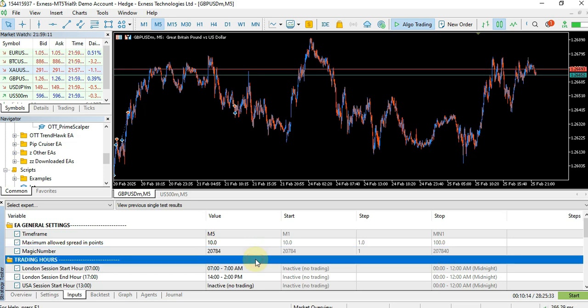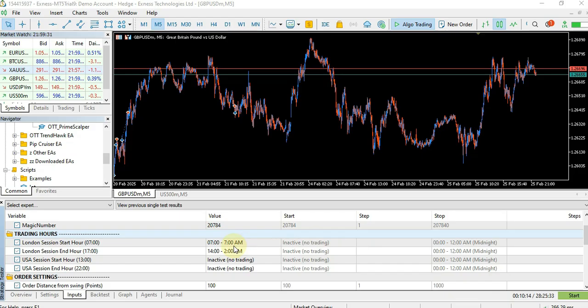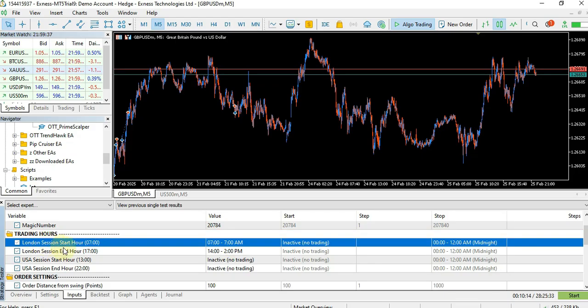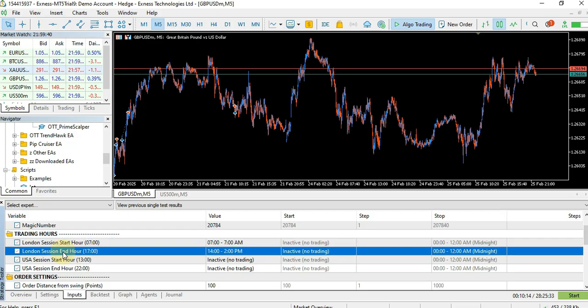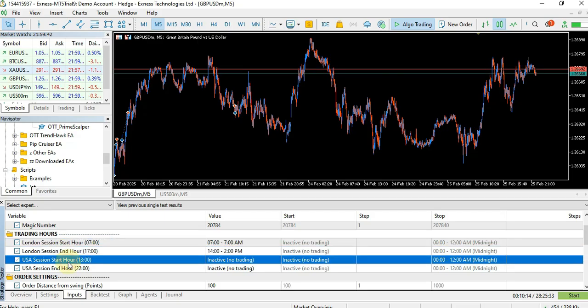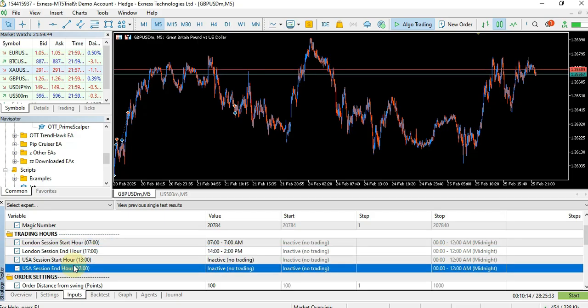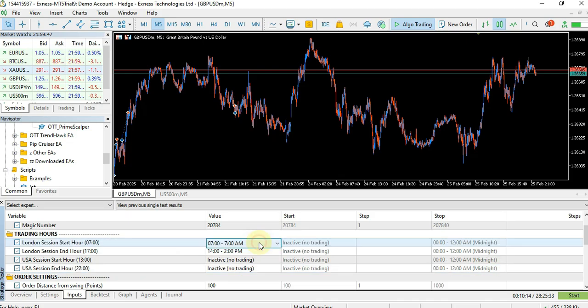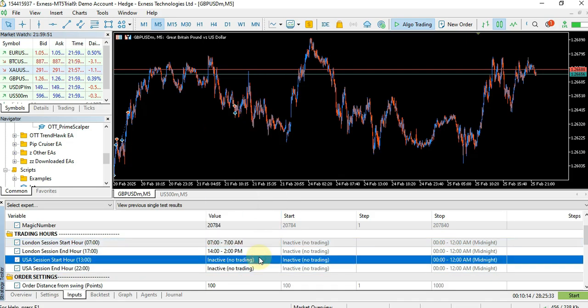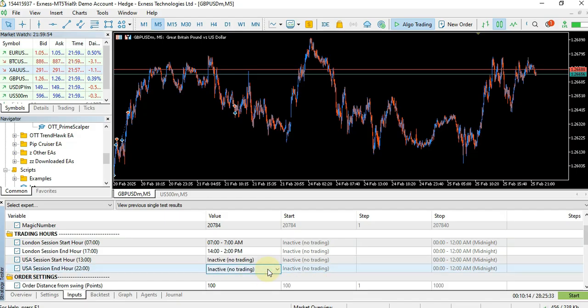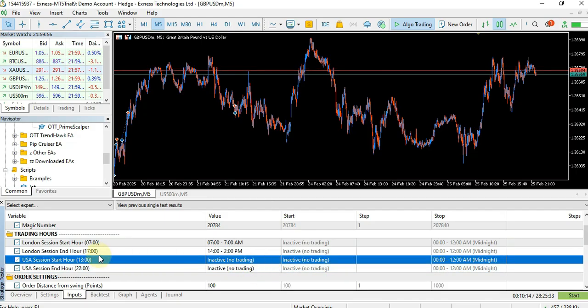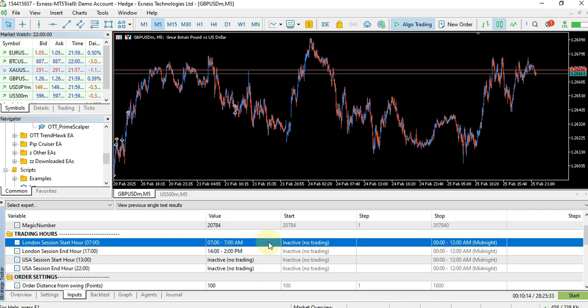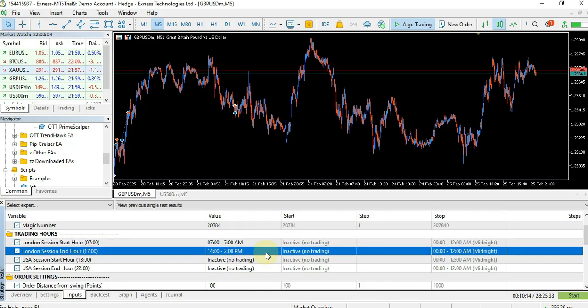Over here we have the trading hours. This allows you to select the time of the day the EA trades. The first one we have here is the London session start hour and London session end hour. We also have the US session start hour and US session end hour. You can change the settings as you want, but right here I'm going to deactivate the USA session start hour and the USA session end hour, and I'm going to run it only on the London session. From the London session start hour, I'm starting from 7 AM and I will end at 2 PM.